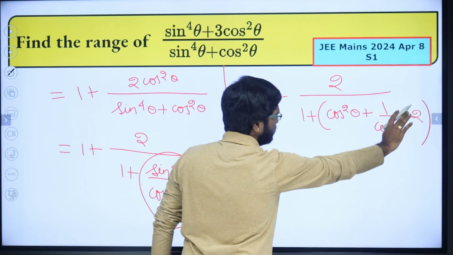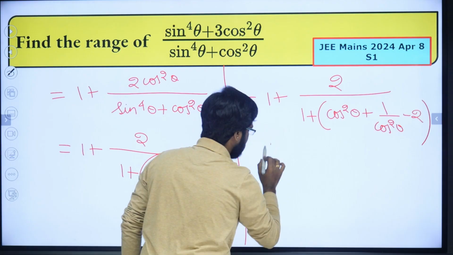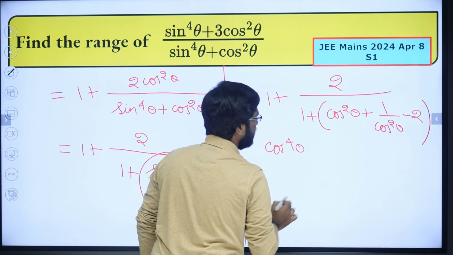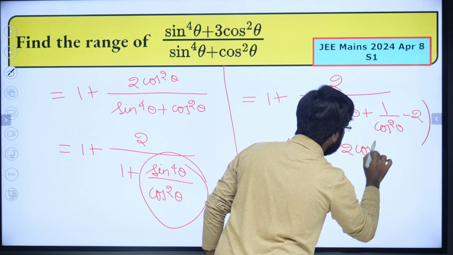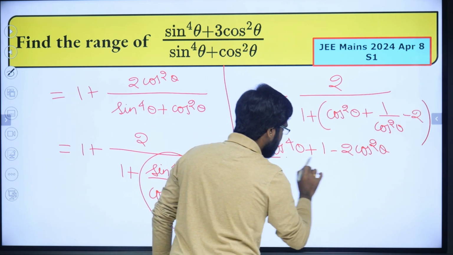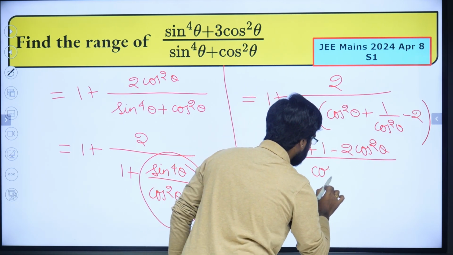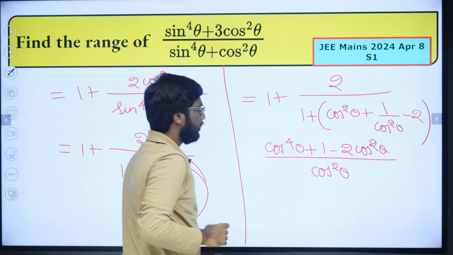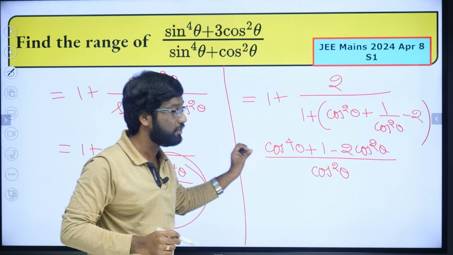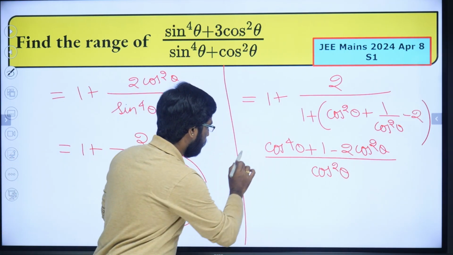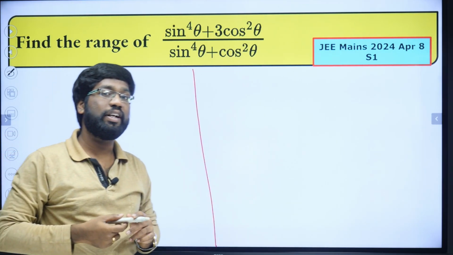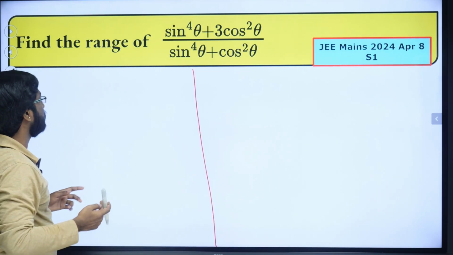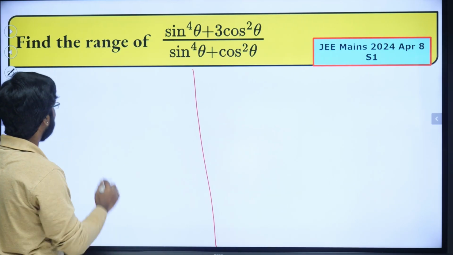What you do is simply expand this: cos power 4 theta plus 1 minus 2 cos square theta, divided by cos square theta. This is the expanded form, right? Now let me explain. Already we have seen one trigonometric identity.